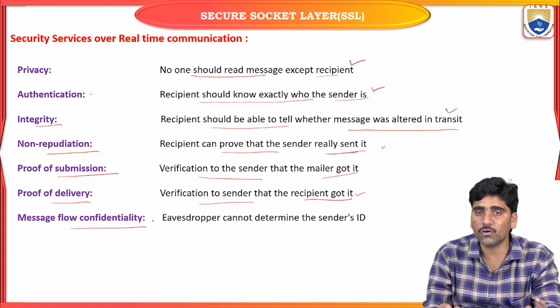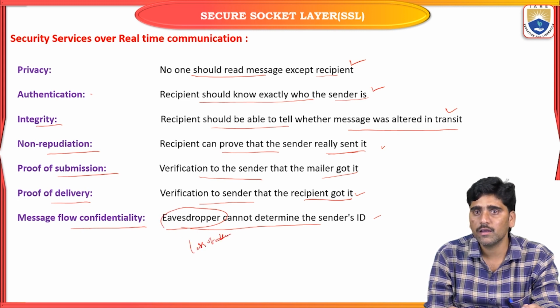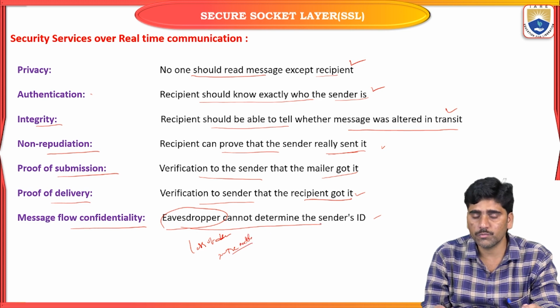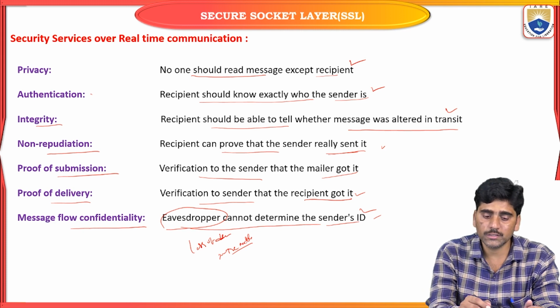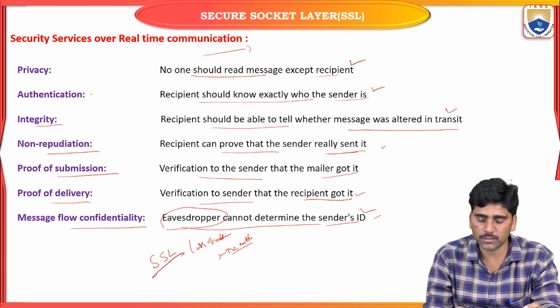And the message flow confidentiality, so an eavesdropper cannot determine the sender's ID. An eavesdropper is nothing but loss of data in the middle of the transmission. At the moment of transmission, somewhere the data is going to be lost. So the eavesdropper cannot determine the sender's ID either. So these are all the security services for real-time communication that are provided with SSL certificates.